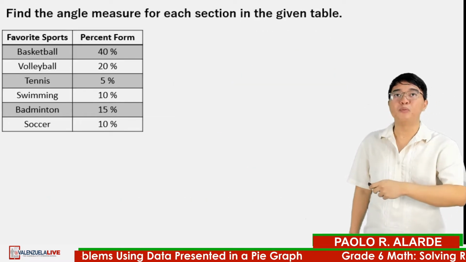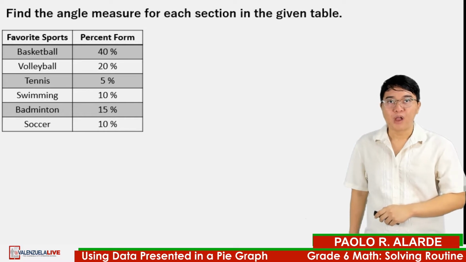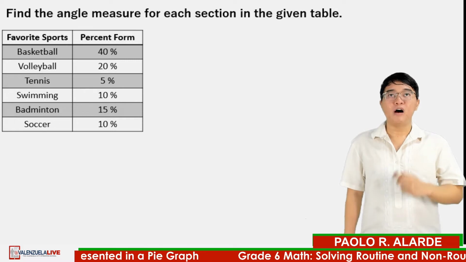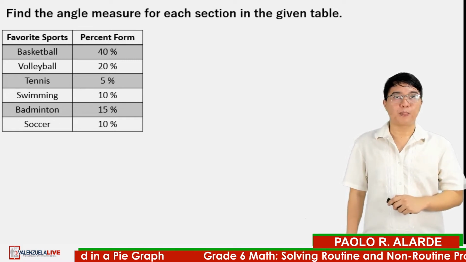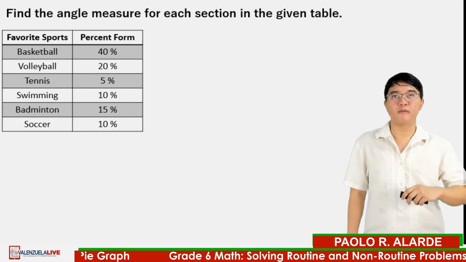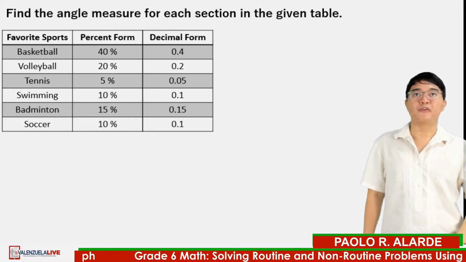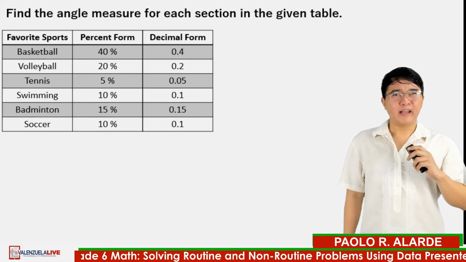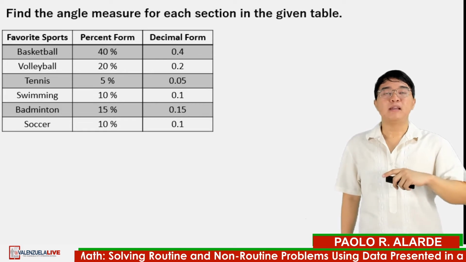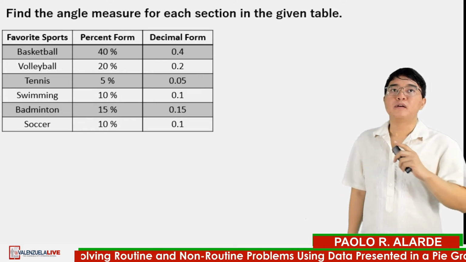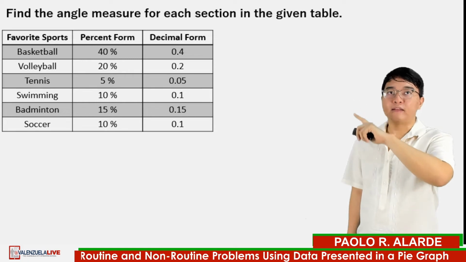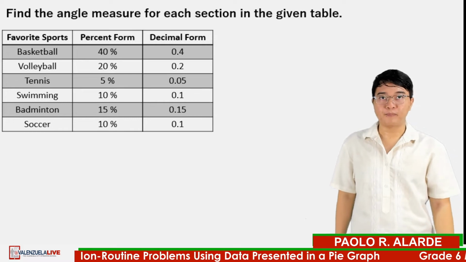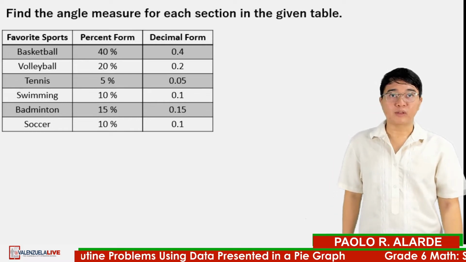So on the first column, we have the favorite sports. On the second column, we have the percent form. And on the third column, we have to write the following percent form and change it into a decimal form. So for the basketball that gets 40%, it could be written in decimal form as 4/10 or 40/100s. While for the 20%, it could be written in decimal form as 2/10.